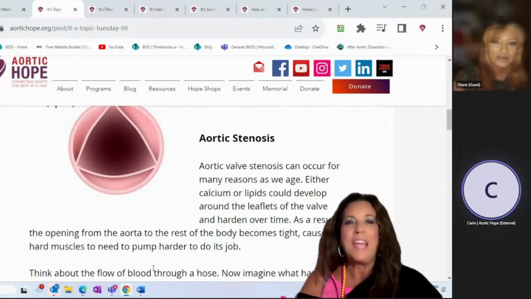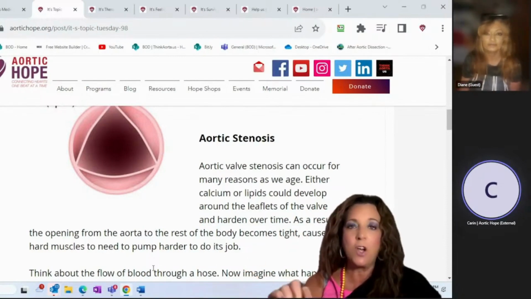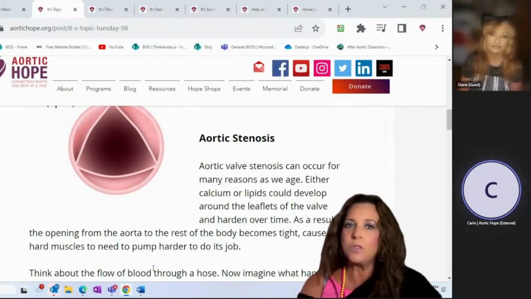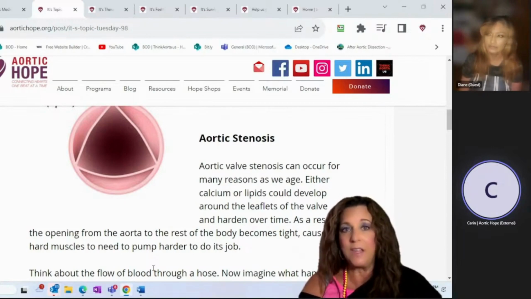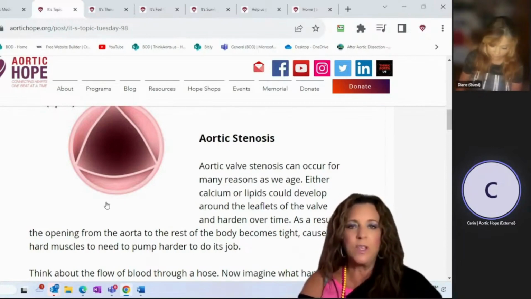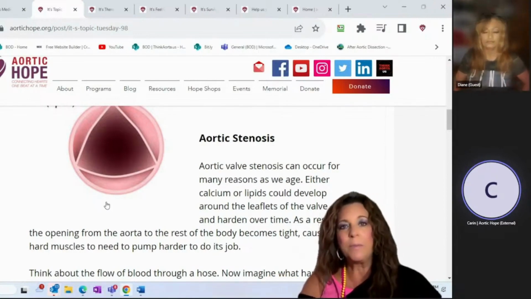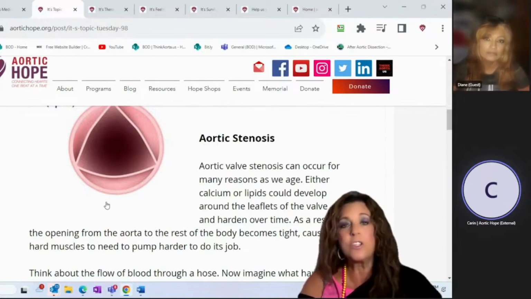All right, so calcium or lipids can develop around the leaflets of the valve, and they can actually harden over time. That's stenosis, the hardening of that valve. And you can have stenosis of a vessel too, where you'll have these deposits and then they start to harden. So as a result of having stenosis, the opening from the aorta to the rest of the body becomes a little too tight, causing the heart muscle to have to pump harder to do its job.